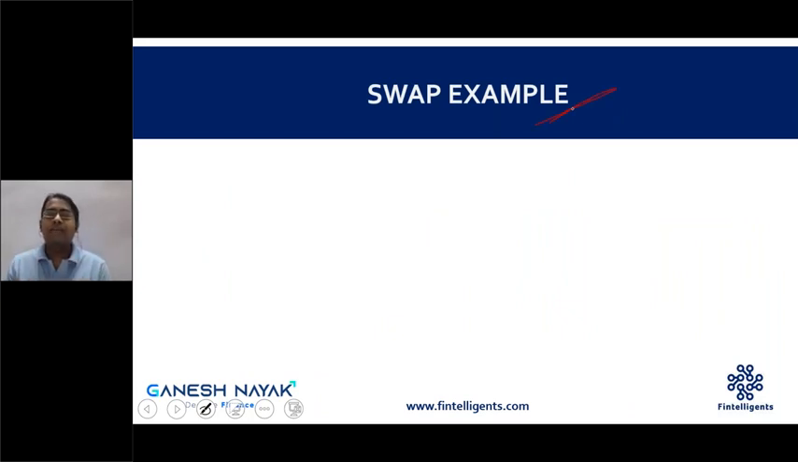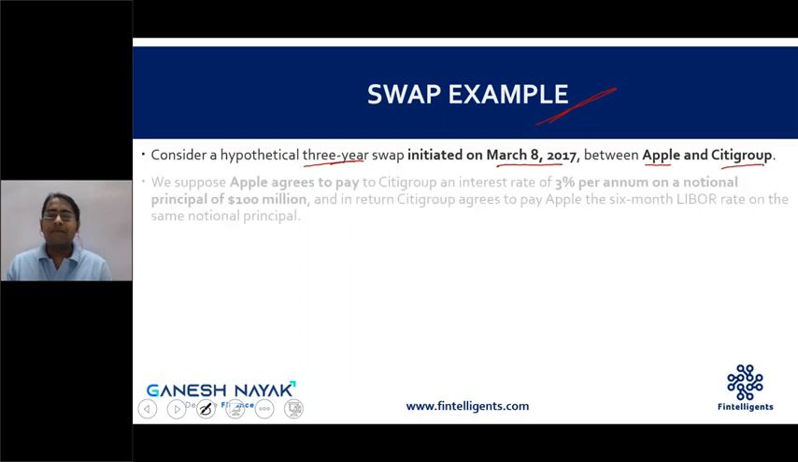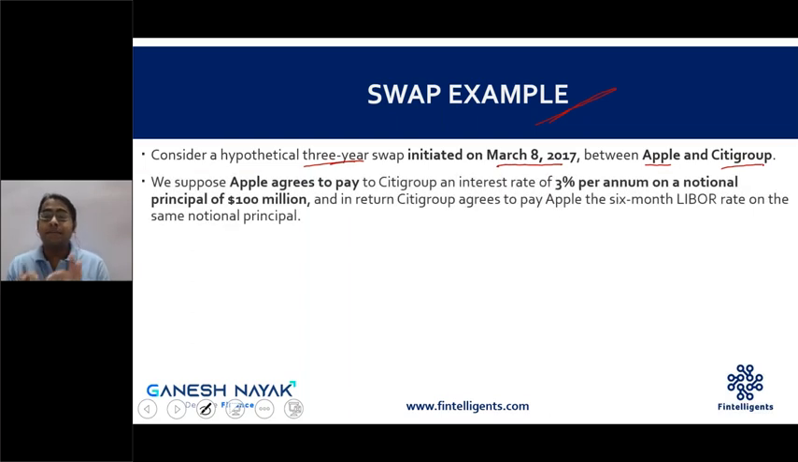We have given this example in a very simple manner so that you understand the basics about the product. Now let us look at this example. Suppose a hypothetical 3-year swap is initiated on March 8, 2017 between two counterparties, Apple and Citigroup. What they have decided is that every 6 months, I'm repeating, even though the contract is for 3 years, every 6 months the cash flow will be paid. Now how exactly will the cash flow be paid?